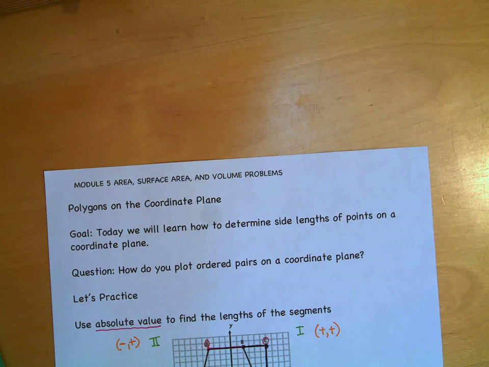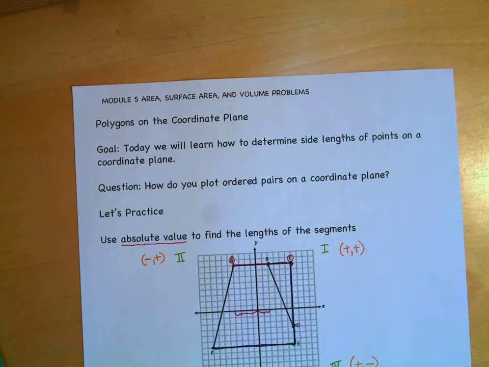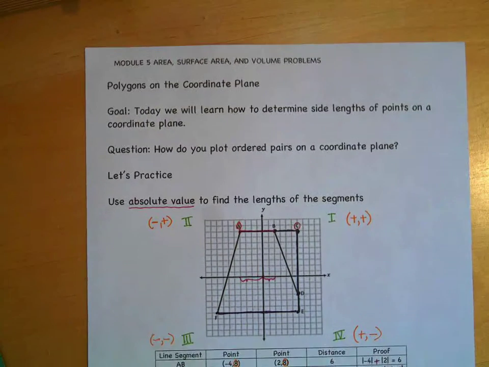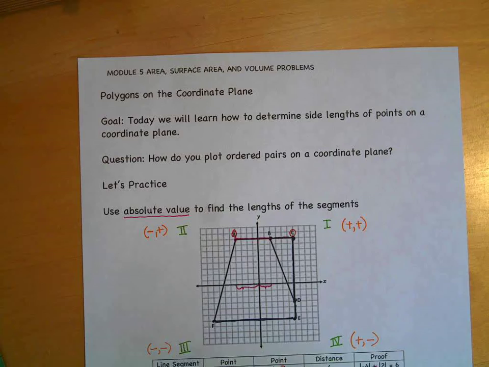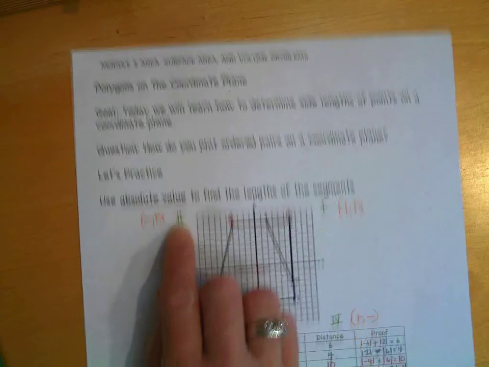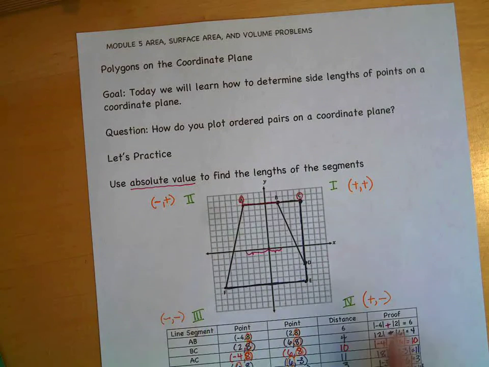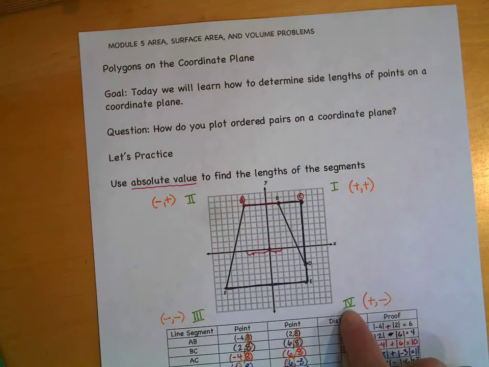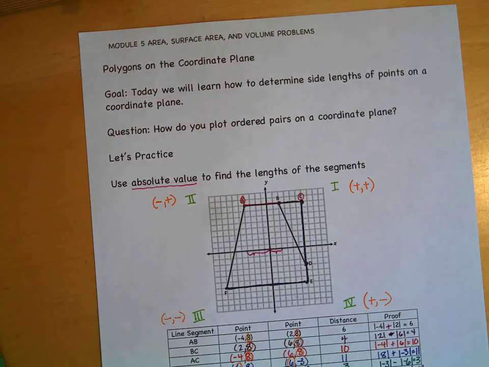So our goal for today was to learn how to determine side lengths of points on a coordinate plane, which we did. And the question that I wanted you to be thinking about was, how do you plot ordered pairs on a coordinate plane? Basically, the way that you plot them is you know where the types of points live. So positive and positive live in quadrant 1, negative, positive live in quadrant 2, negative and negative live in quadrant 3, and positive, negative live in quadrant 4. And once you remember where those all live, then you can put them where they're supposed to be, and then you can find the distance between them.